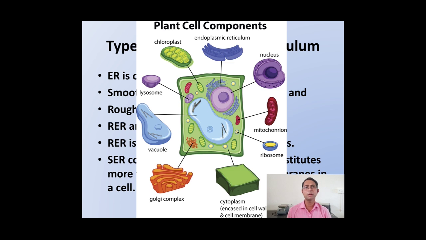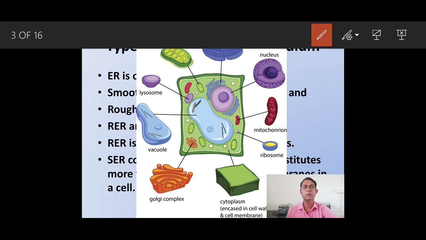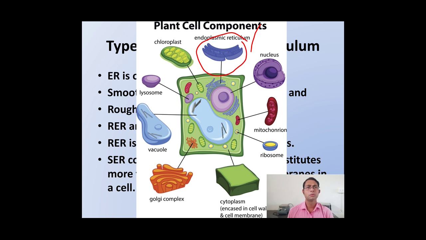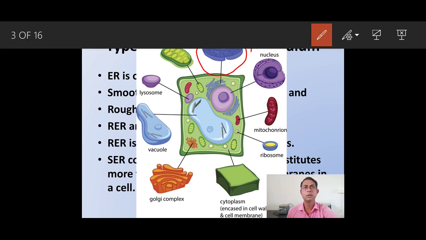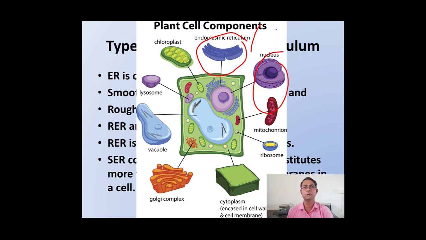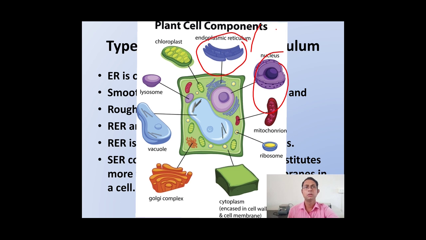Now this diagram gives us a clear idea of the location of the endoplasmic reticulum. Here you can see, this part is the endoplasmic reticulum. You can see it is located near the nucleus. This is the nucleus, and towards the nucleus you can see the presence of this endoplasmic reticulum. So simply we can say that it is near the nucleus and it functions in the transport of material.